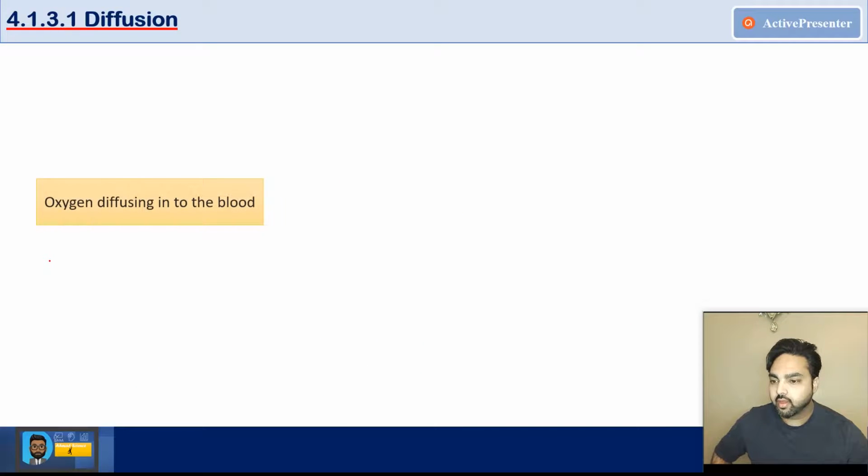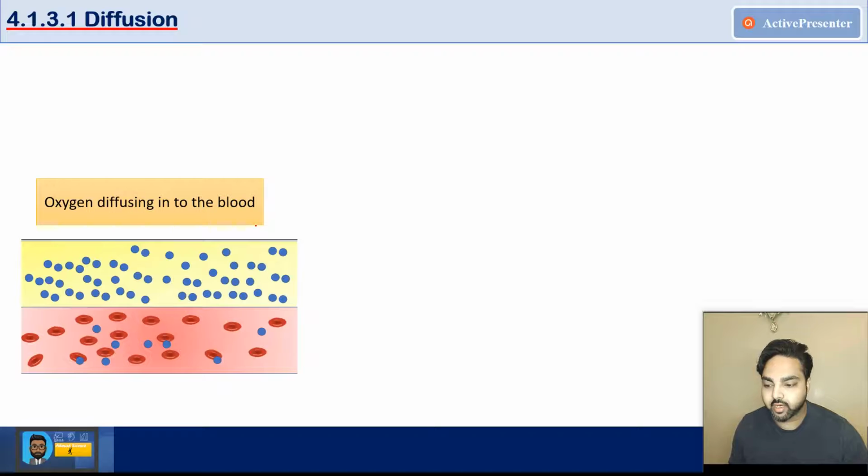So what actual examples from an animal can we take? Humans are the easiest one to apply this to because it's the one we're most familiar with. So let's look at oxygen diffusing into the blood. Clearly, when you breathe in, you've got a very large concentration of oxygen in your lungs, but you need to get that from your lungs into your blood.